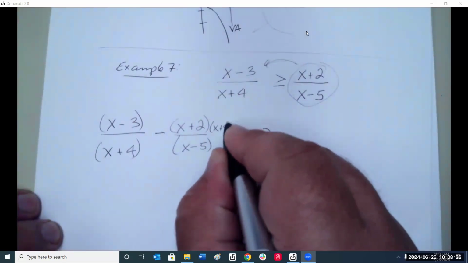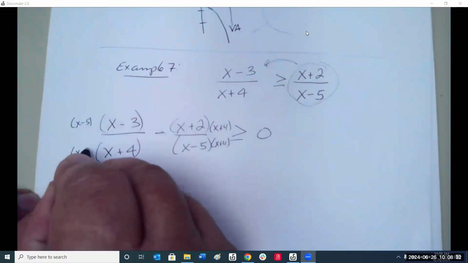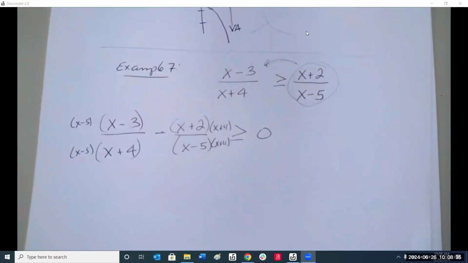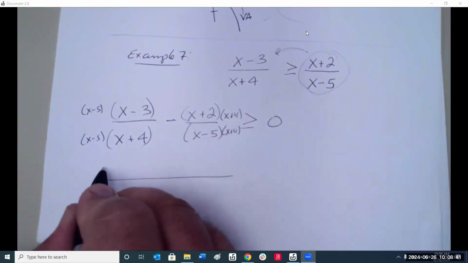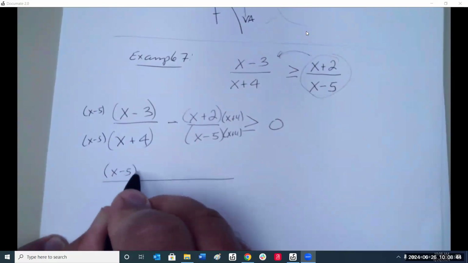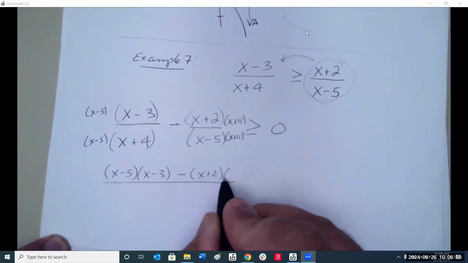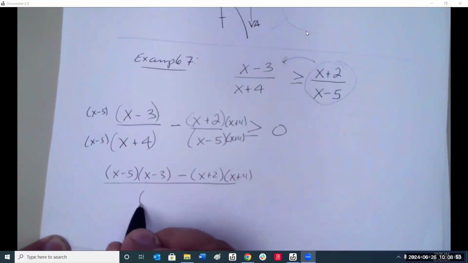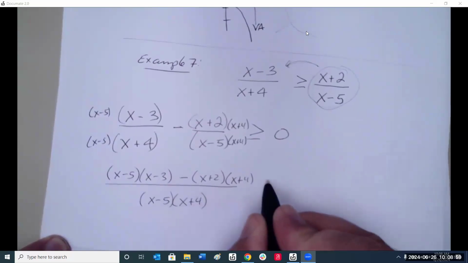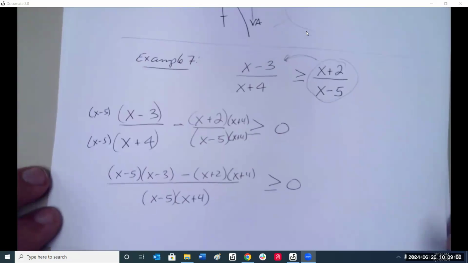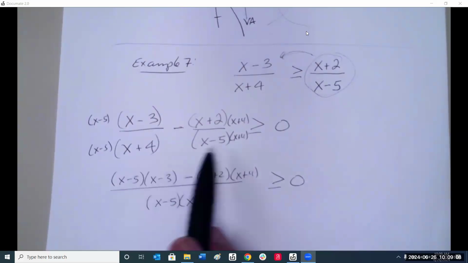Very excellent. And this one needs an x minus 5. So many students forget to do that next. So we get x minus 5 times x minus 3, minus x plus 2 times x plus 4, all over our LCD, which is x minus 5, x plus 4. Because you have to get a common denominator.